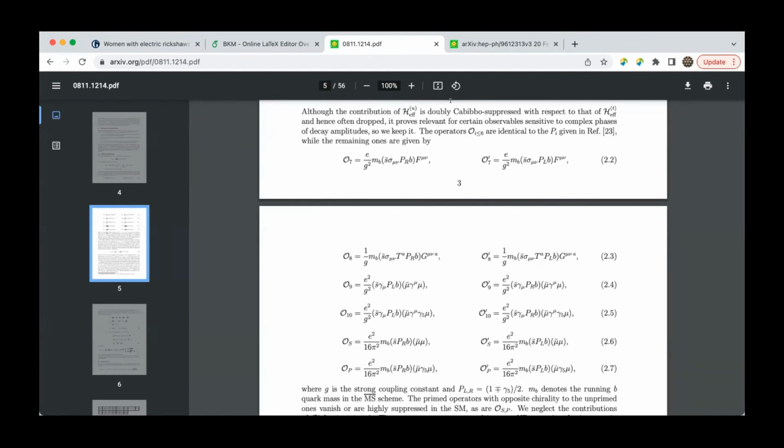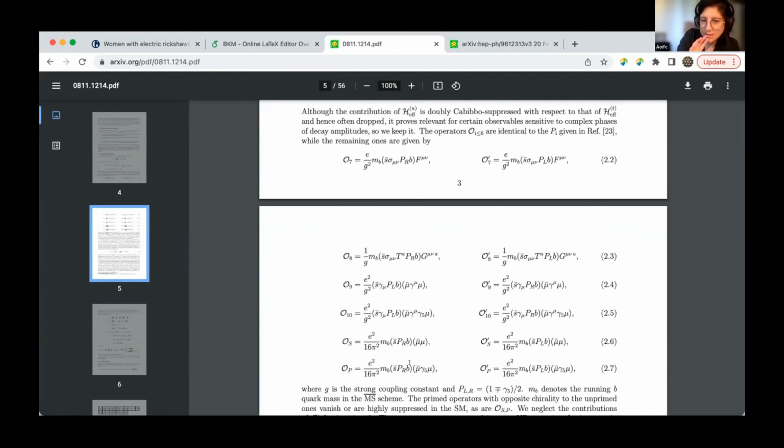Excuse me, ma'am. Yeah, please go ahead. For O9 and O10, we have b to s left-handed, while for the scalar and the pseudo-scalar, we have right-handed terms. And similarly for O7, we also have the right-handed term. Yeah. Okay. This is because the primed operators are normally suppressed, and these ones are unsuppressed. So this will give the largest contribution, the PL, when you have the gamma mu, and when you don't have the gamma mu, then it's PR. Okay, was it clear? Yeah. Thank you.